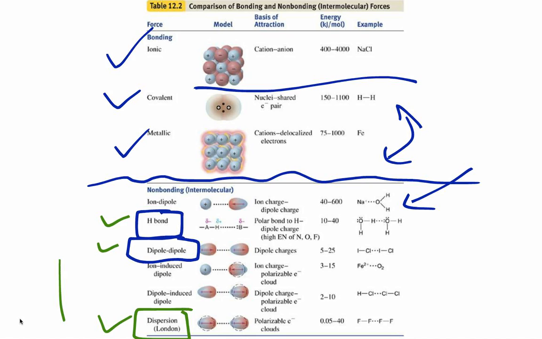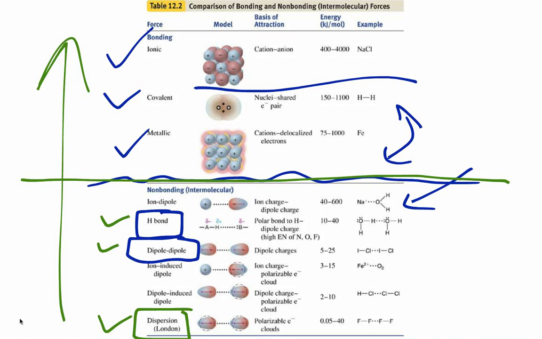And this is the relative strength. So all of these things, even the vast strength of hydrogen bonding, is still weaker than a metallic, covalent, or ionic bond.